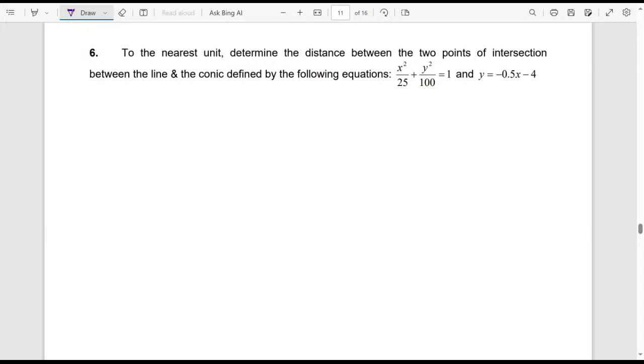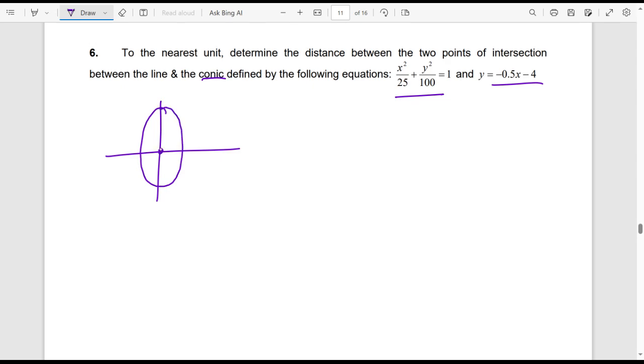All right. To the nearest unit, determine the distance between the 2 points of intersection between the line and the conic, defined by the following equations. So essentially all this is saying is that we have an ellipse: x squared over 25, y squared over 100. So we have an ellipse that would look something like that.